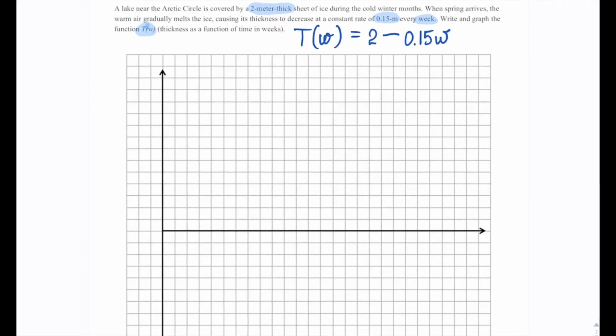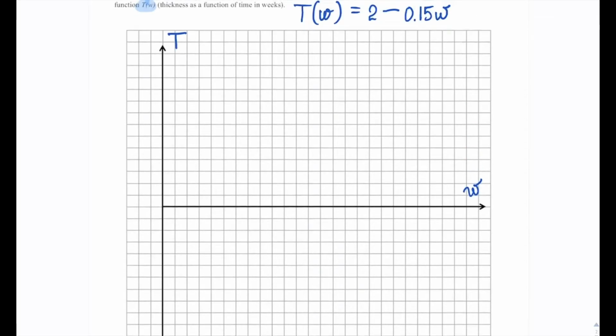So when I start graphing this, w goes here, that's the independent variable, T goes in here. How many weeks do I need? I need 10 weeks. Well, I'm going to go 1, 2, 3, 4, 5, 6, 7, 8, 9, 10. So that's 10 weeks right here. Now, how should I choose my scale on T? I have 1, 2, 3, 4, 5, 6. Let's say this is 2 meters. Then this would be 1 meter. All right. And then I need to figure out how to graph this. I know that my starting point is 2. So that's my starting point right here.